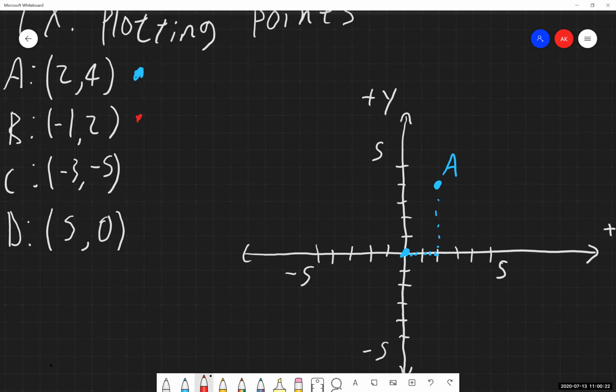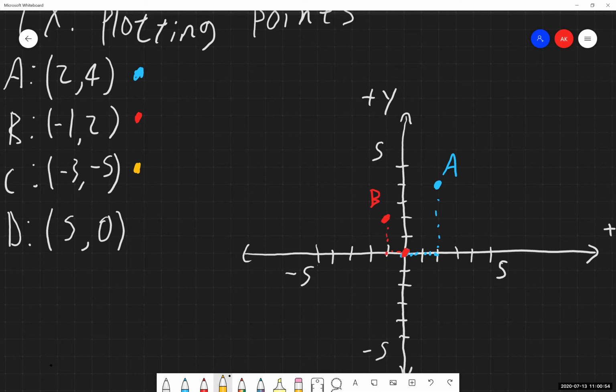Looking at point B, I'm going to plot that one in red. So starting from the origin, let's do it with all of them. I'm moving 1 in the negative direction along my horizontal axis. So moving over to here. Now I'm moving 2 in the positive direction along the vertical axis. So I'm moving up 2. I have B.